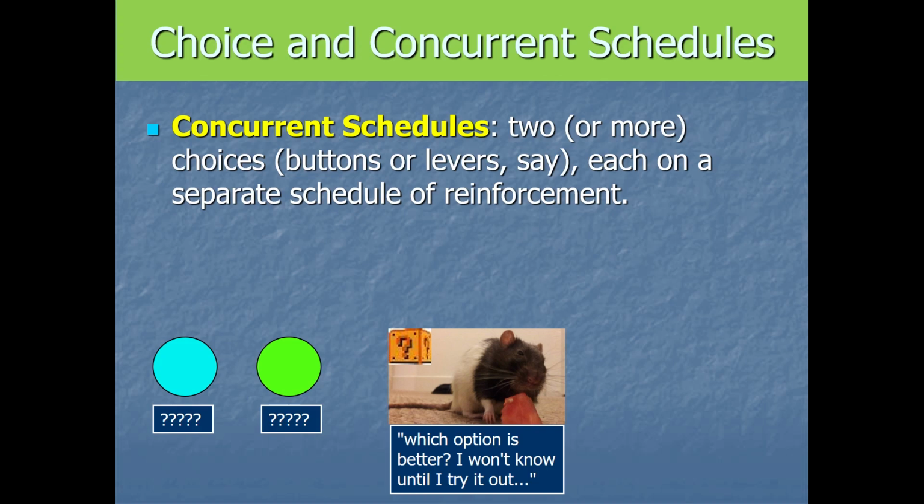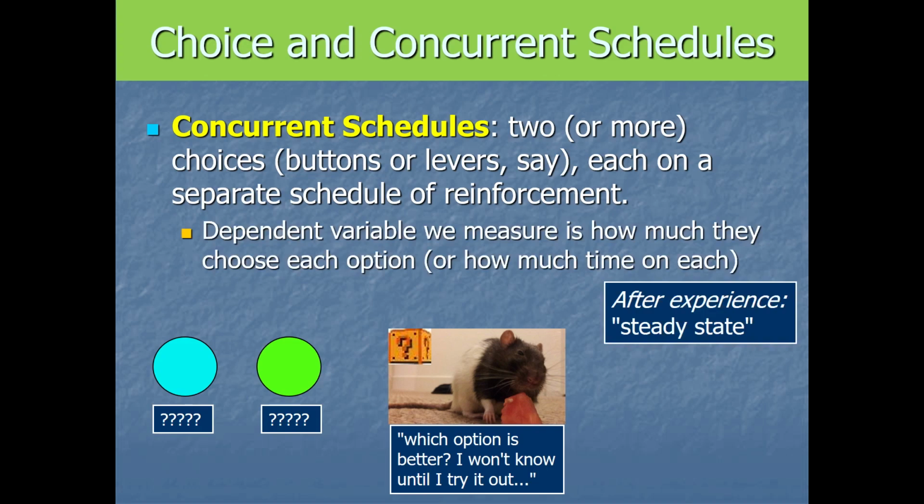Meanwhile, the dependent variable that we'll be measuring is how much they choose each option or how much time they spend on each option. Like, if you put the blue light and its lever on the far side of the operant box from the green light and its lever on the opposite side, they kind of have to go to one side or the other to use the lever and sit there working on it for a while trying to get their treat.